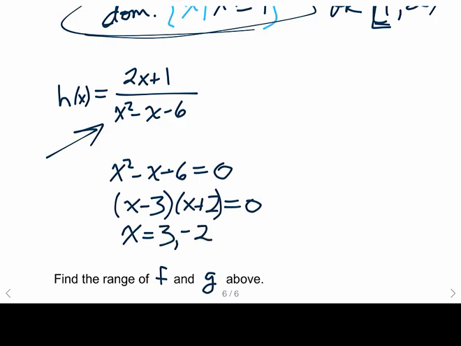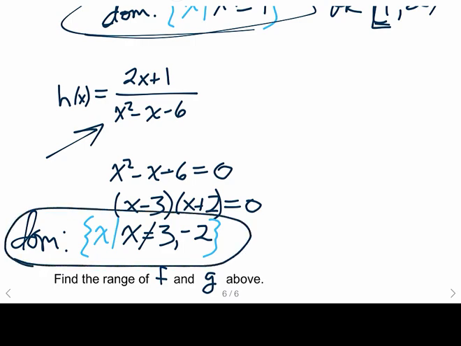So what we're going to do is exclude those values, turn it into x is not equal to 3 or negative 2, and wrap set notation around that. And so we have the domain is the set of x such that x is not 3 or negative 2. Those are the two values which, when put in for the x's in the denominator, would make it equal 0. We could give this in interval notation, but it's much easier in set notation.